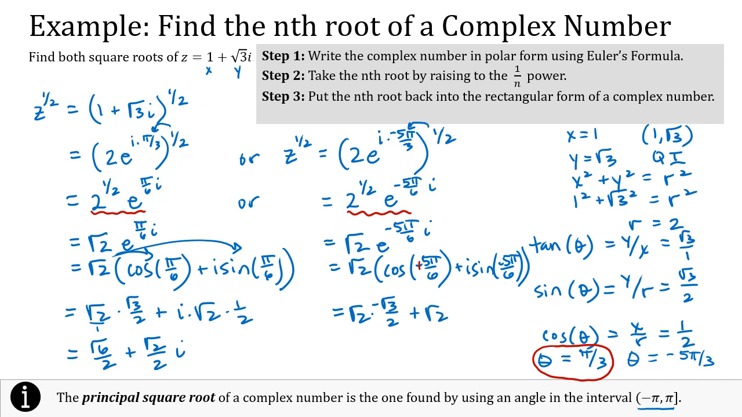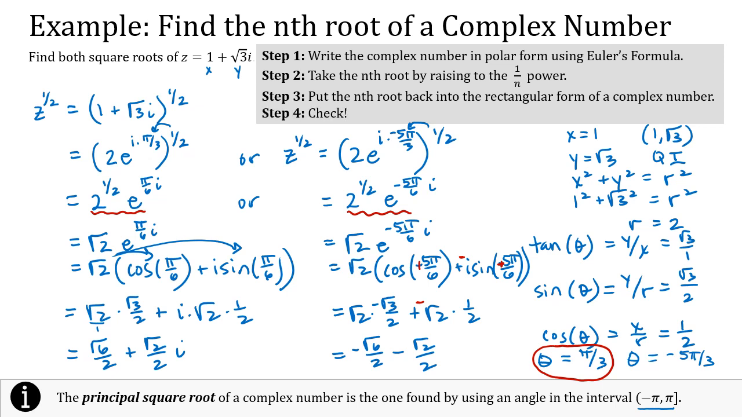What is the sine of negative 5 pi over 6? Well, sine is an odd function, so I can change this negative 5 pi over 6 to a plus if I bring a negative out to the front. So maybe I'll put a negative here. And the sine of 5 pi over 6 is 1/2. So times 1/2. So it looks like when I multiply this out, I get negative square root of 6 over 2 minus square root of 2 over 2i. And those are my two roots.